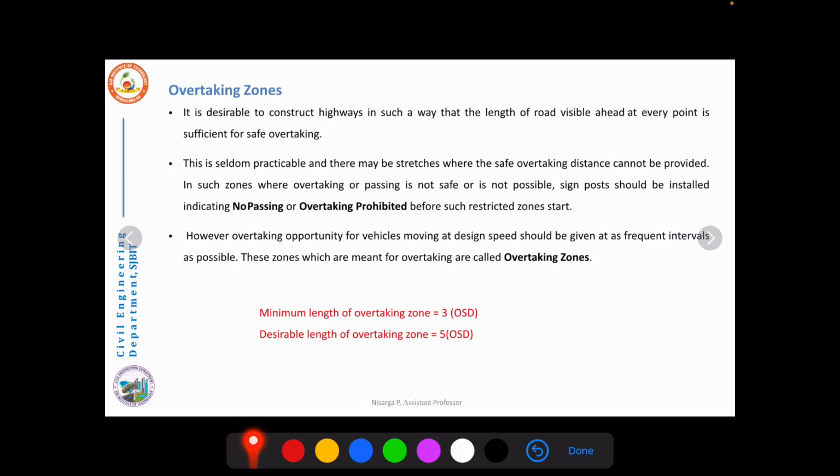However, overtaking opportunity for vehicles moving at the design speed should be given at intervals as frequent as possible. These zones meant for overtaking operations are called overtaking zones. The minimum length of the overtaking zone can be taken as 3 times the OSD, and the desirable length of the overtaking zone will be 5 times the OSD.